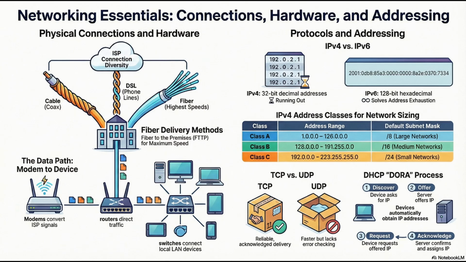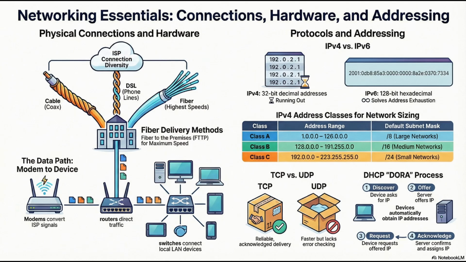It only speaks digital, ones and zeros. So the modem stands at the door and just converts the language? Exactly. It modulates the outgoing digital data into a signal the wire can carry, and then it demodulates the incoming signal back into digital data. Modem. I honestly never put that together. Okay, so the modem gets the data in the door, then what does the router do?